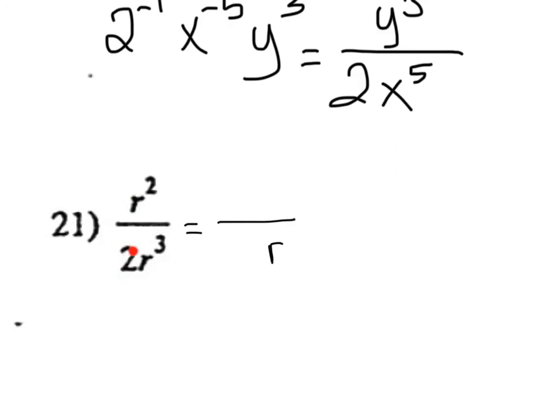This 2, since it's on the bottom and there's no negative exponent, just stays there. Since we took care of all of the r's from the top, I have a placeholder of 1.